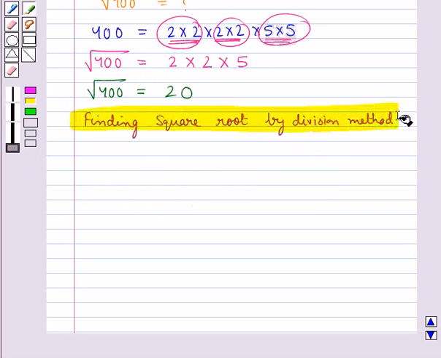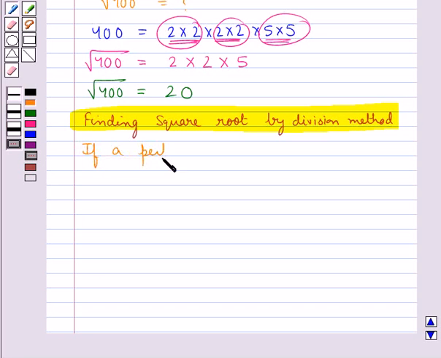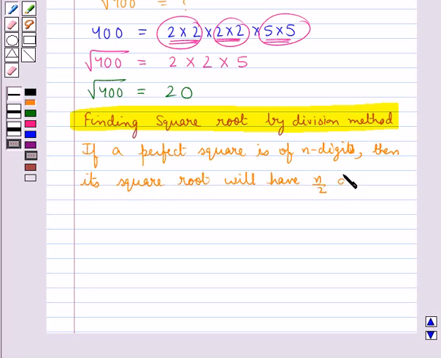Next, we have finding square root by division method. Now, sometimes when we are given large numbers, we cannot find its square root through prime factorization. So, we use the division method to do so. If a perfect square is of n digits, then its square root will have n upon 2 digits if n is even, or n plus 1 upon 2 digits if n is odd.